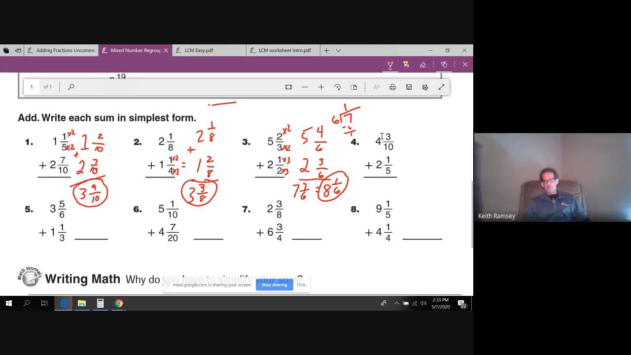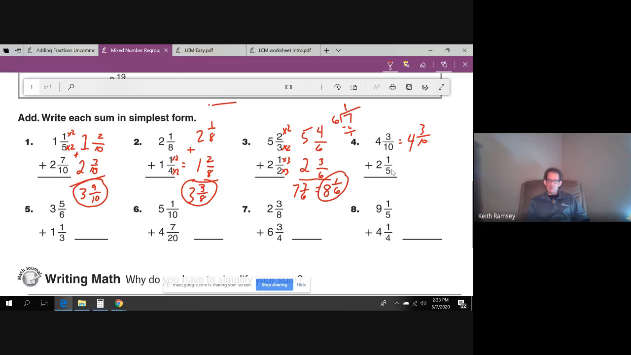Okay, let's look at number 4. I have 10 and 5. 5 is prime, and it is a factor of 10. So 10 is going to be my least common multiple between 10 and 5. It is my common denominator. So this top number, we're not going to change. I'm just going to leave it as 4 and 3/10.